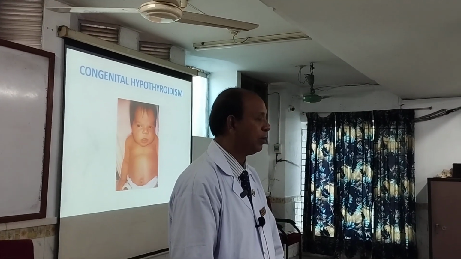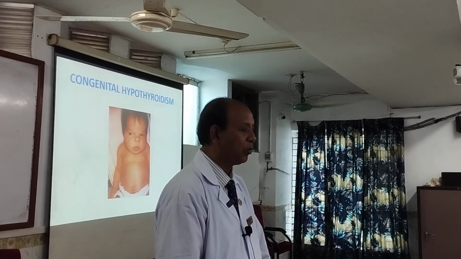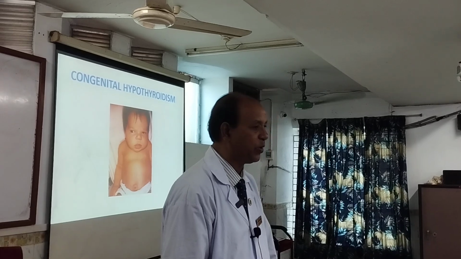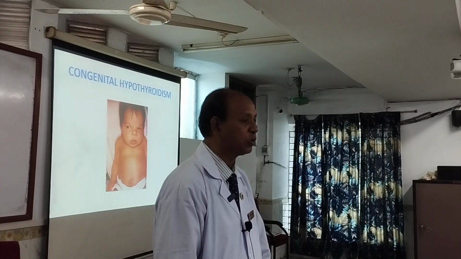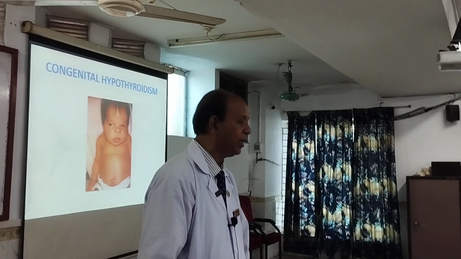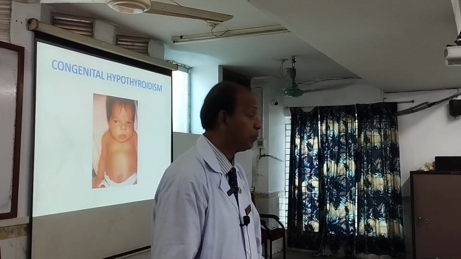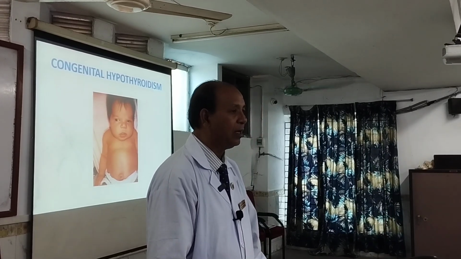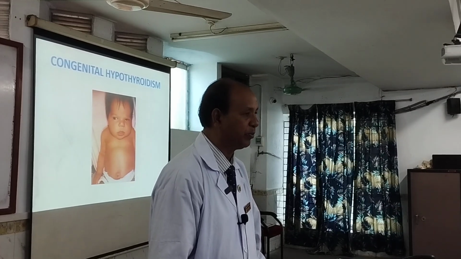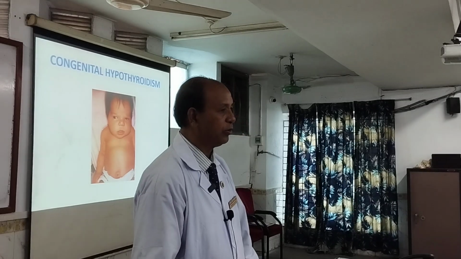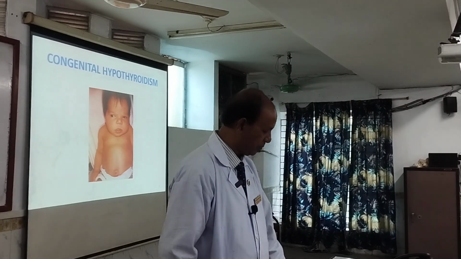Today I would like to highlight one of the most important topics, called congenital hypothyroidism. It is very important in our clinical practice. Hypothyroidism is of two types: one is congenital hypothyroidism, and the other is juvenile hypothyroidism. Congenital hypothyroidism occurs at birth, but juvenile hypothyroidism occurs in children, adolescents and adults. Remember this. Now I would like to discuss congenital hypothyroidism.